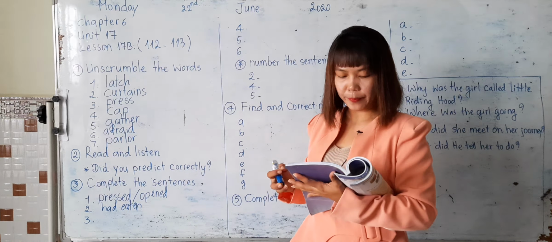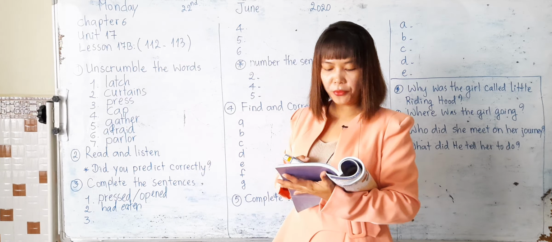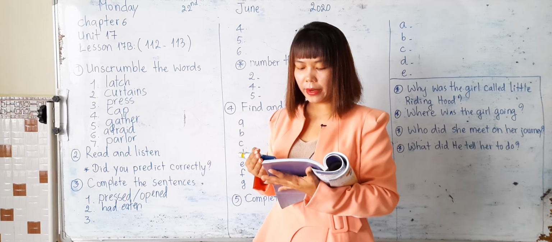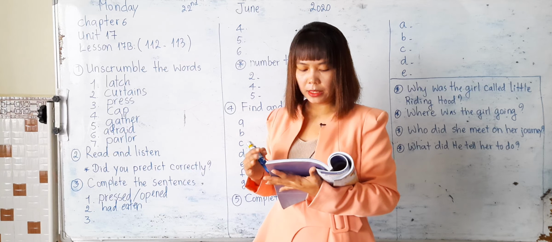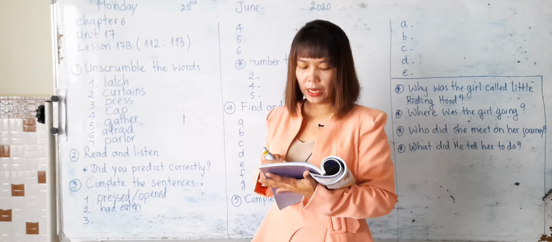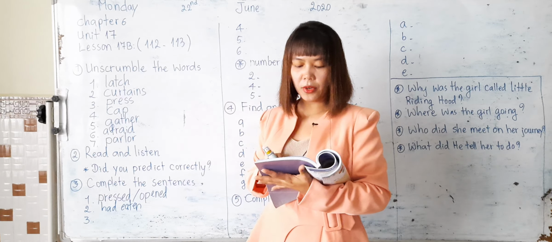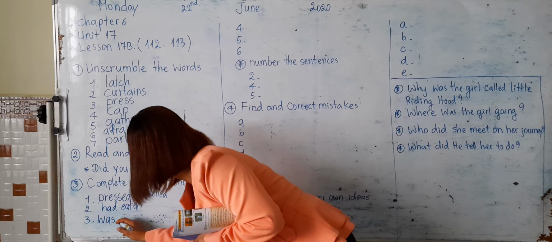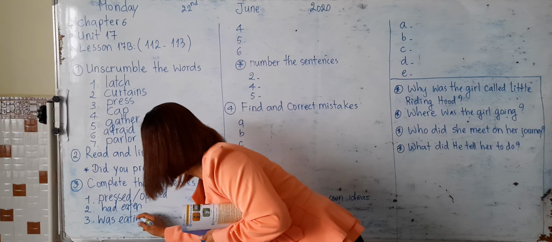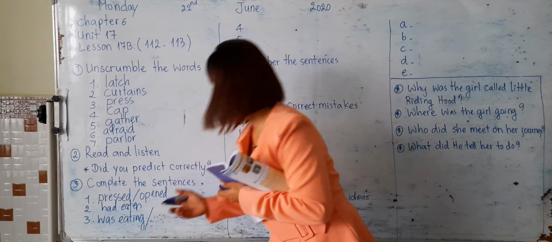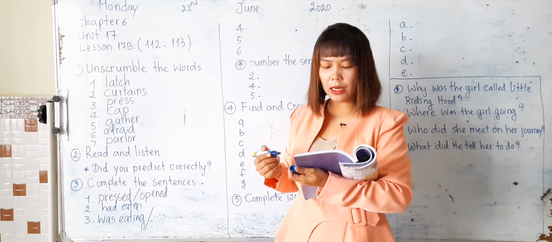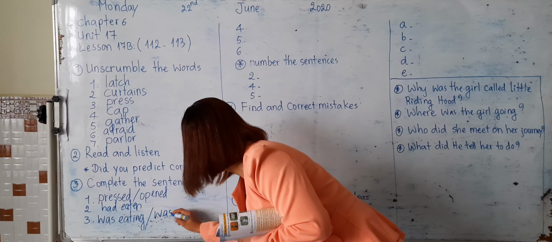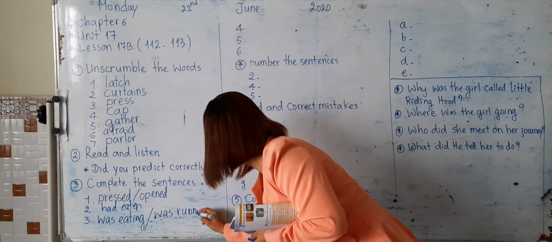Okay, number 3. While the wolf, blah blah, the verb eat, grandmother, Little Red Riding Hood, blah blah, ran after flowers. So while the wolf was eating, you can listen already, was eating. Verb eating grandmother, Little Red Riding Hood was running. Okay, was running.